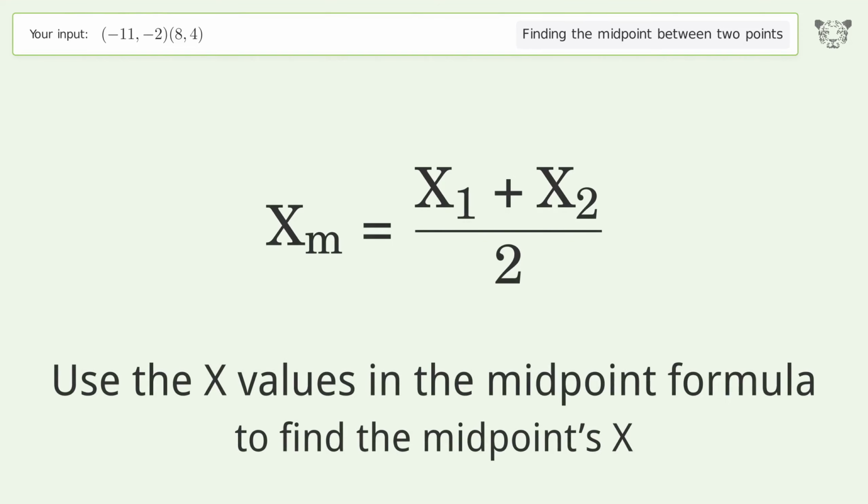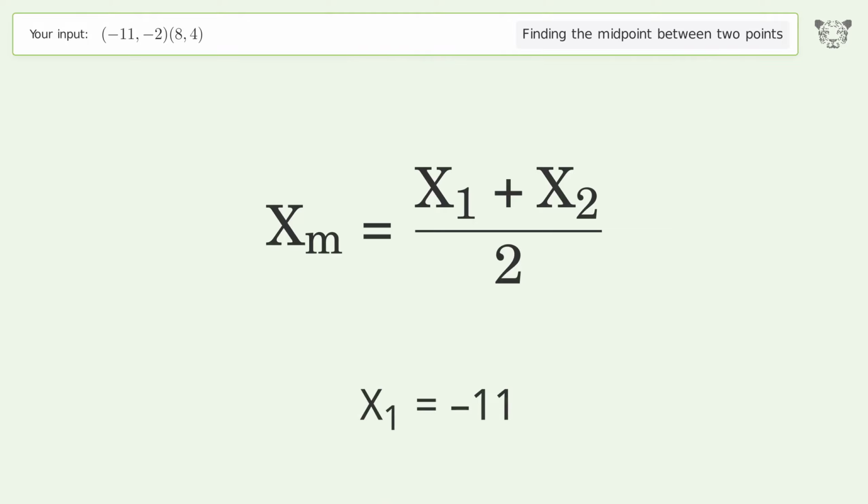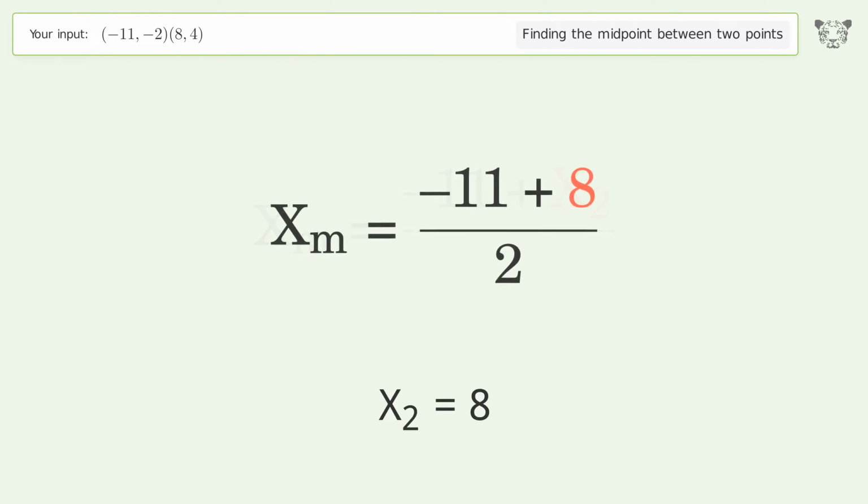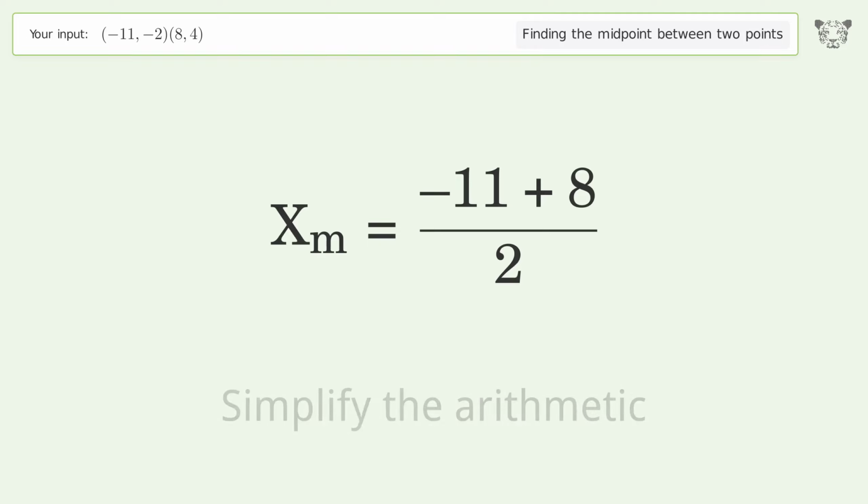Use the x values in the midpoint formula to find the midpoint's x. x1 equals negative 11. x2 equals 8. Simplify the arithmetic.